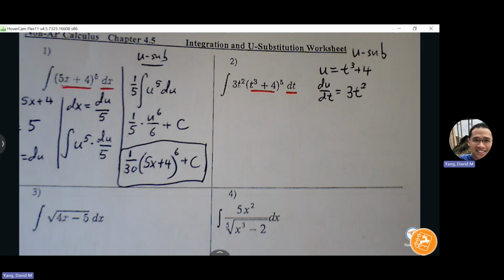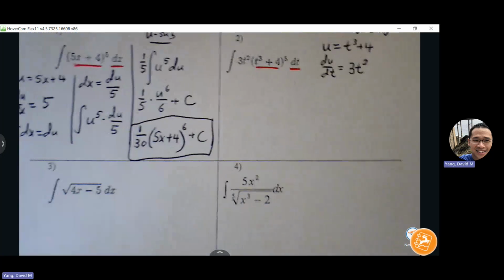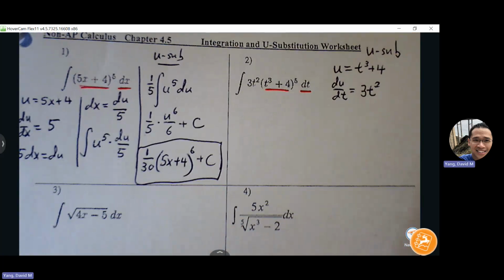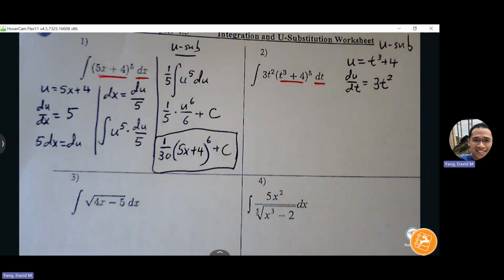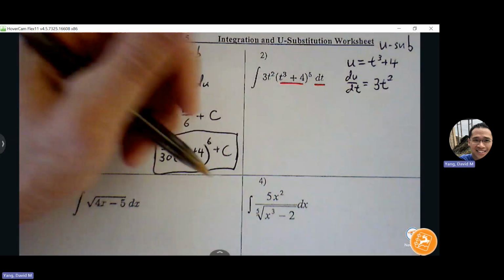work with power rule. Okay, let's look at number 3. Number 3, so I just want to get through the first steps for each of these problems, and then we'll come back to them. So number 3, square root of 4x minus 5. Can I expand and use power rule initially? No. So use substitution. But we want to see a set of parentheses. I don't see the set of parentheses.